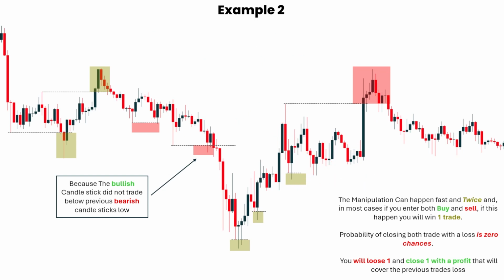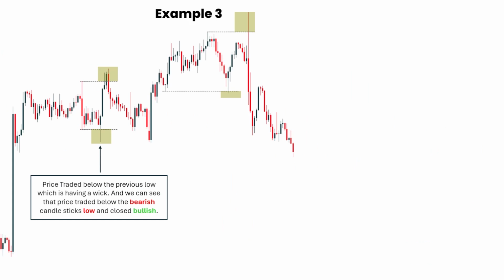Let's move on to another example because this was example 2. Let's move on to example 3 here. You can see this chart here. This one is pretty much simple. You can see that we have some wicks here. Price traded below this wick here, this low here, and closed bullish. That is why you see an aggressive move to the downside.